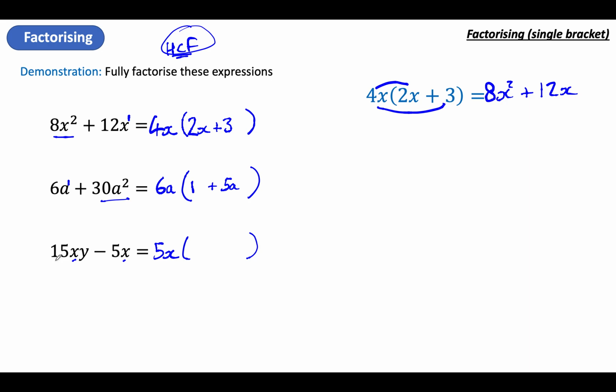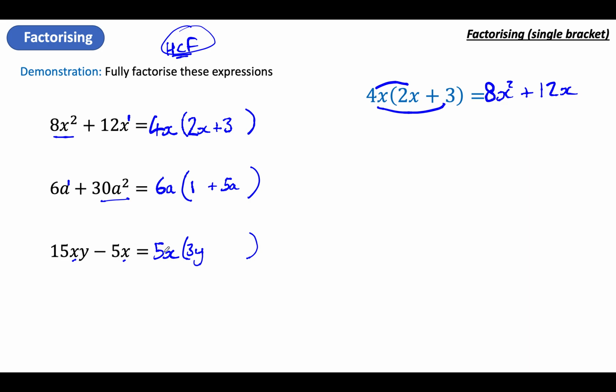Now we need to make 15xy, starting with 5x. So times it by 3 to make the 15. Then I need an x. Well, I've got an x. That's great. I need a y. I don't have a y yet, so we need that. And think, what would happen if I expand this? I'd have 15xy, because x times y. Make sure that no elements disappear.